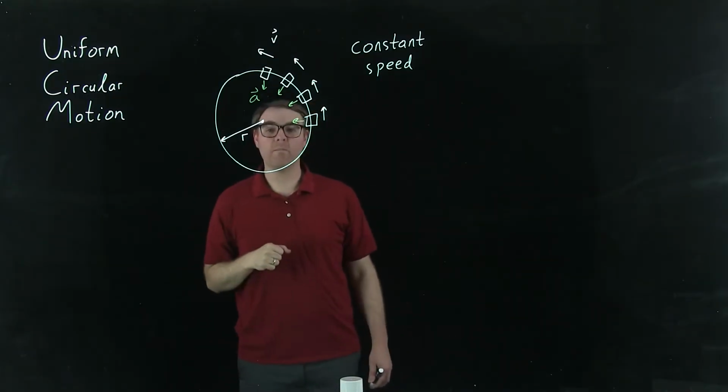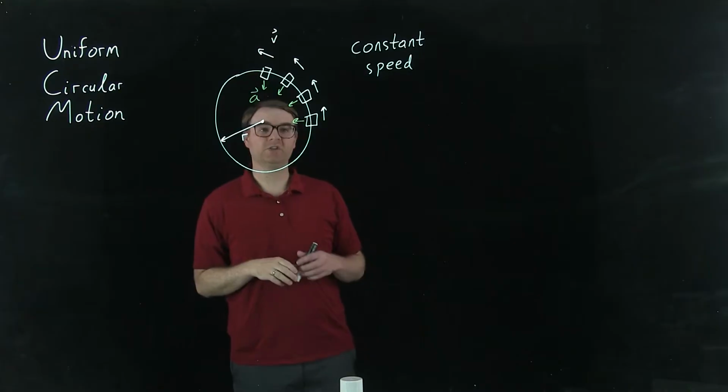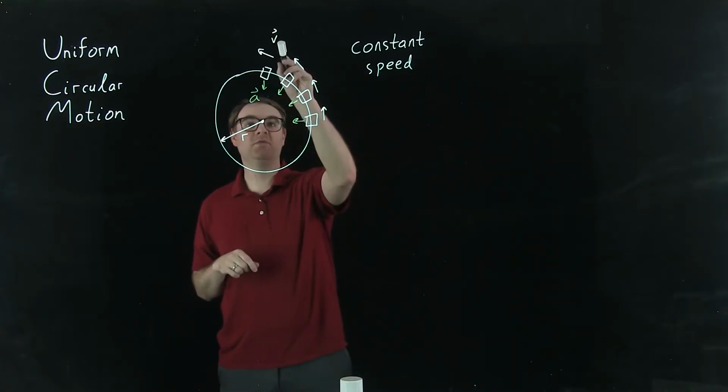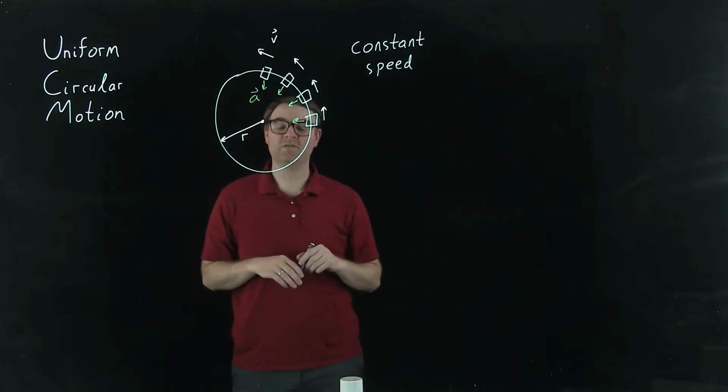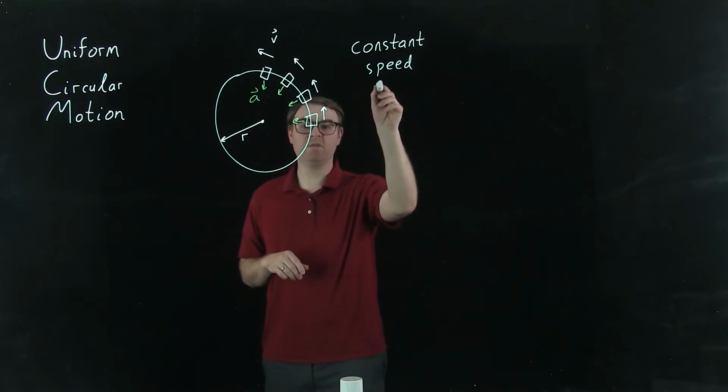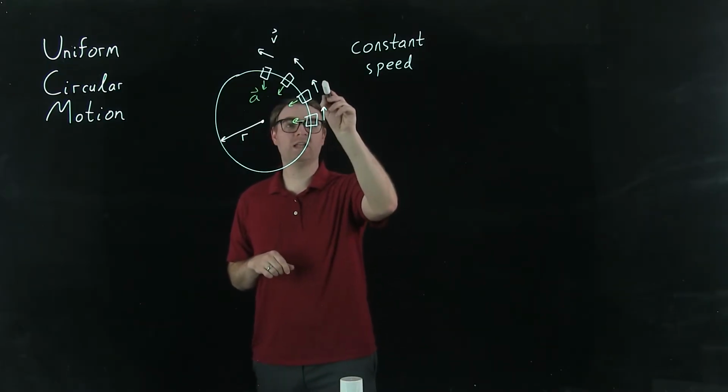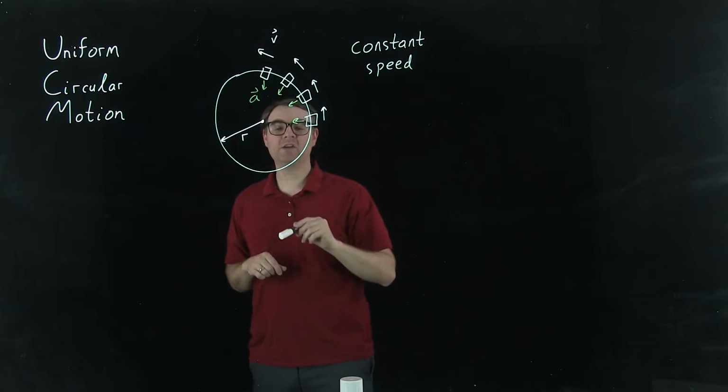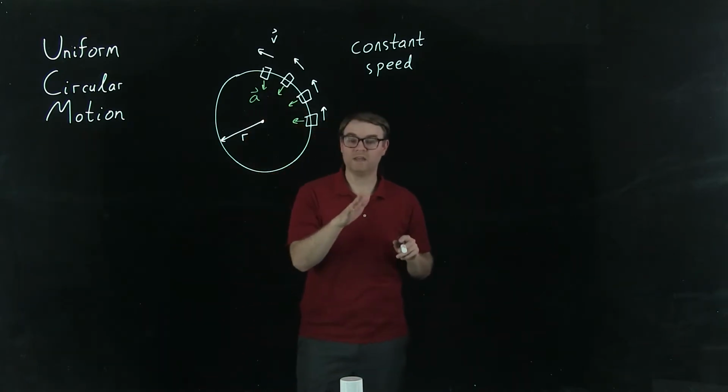So I've drawn a quick motion diagram for such an object, which I've labeled both velocity and acceleration vectors for. Again, I'm moving at constant speed, so all of the velocity vectors have the same magnitude, even though they're always pointing tangent to the curve in different directions.